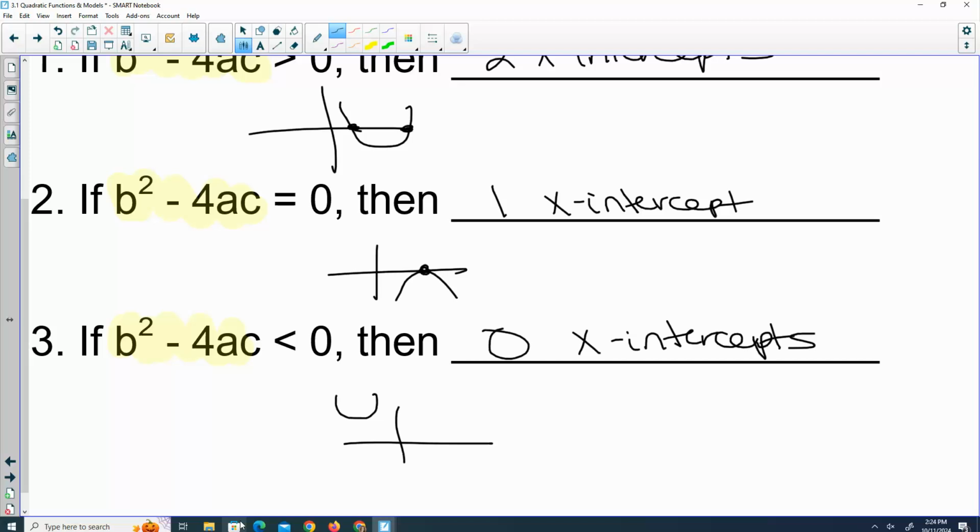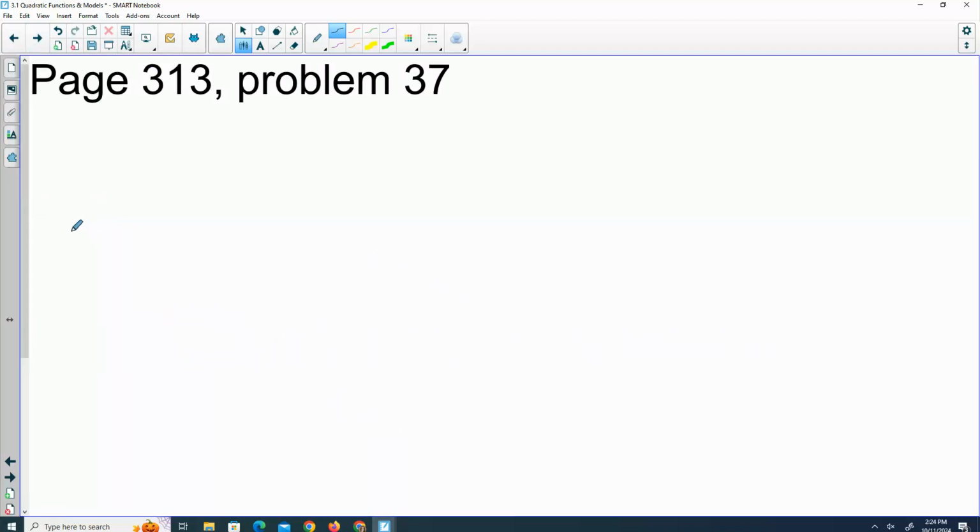Okay, I'm going to have you guys pull out your books now, or at least one for every couple people, so you guys can look at one. I want you to turn to page 313, and we are going to do problem 37 together.